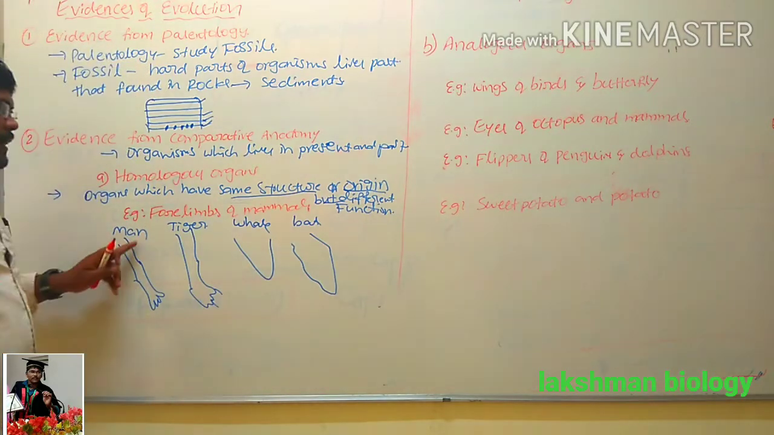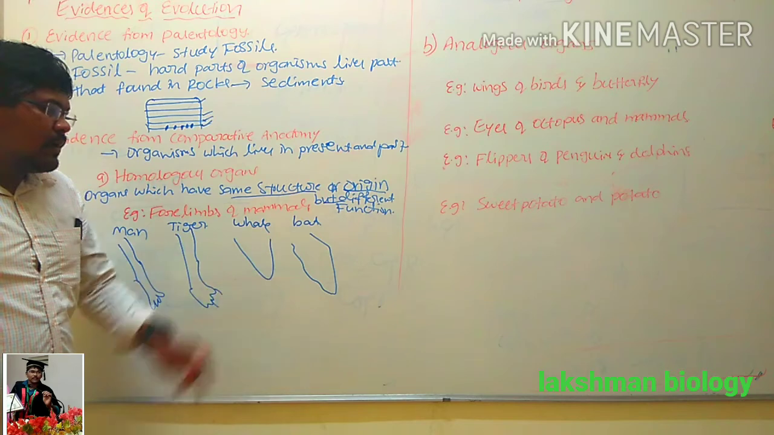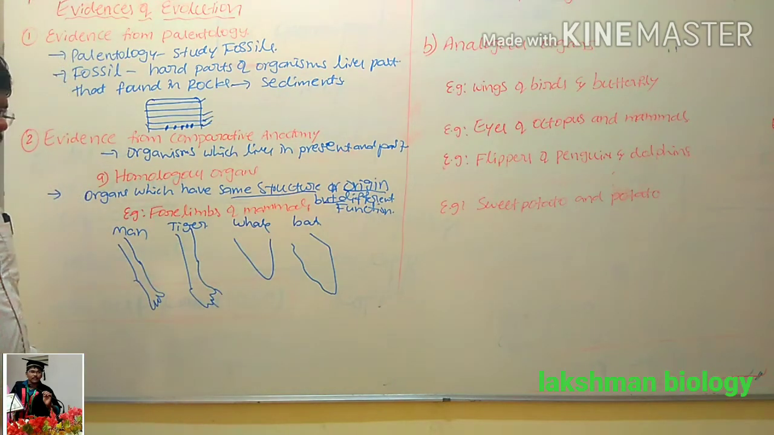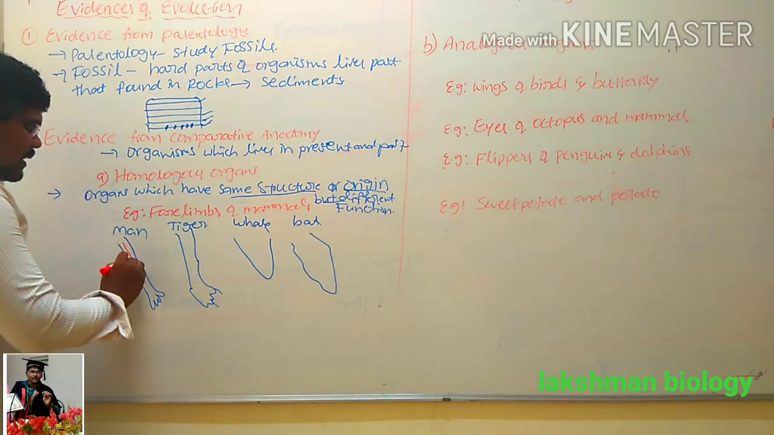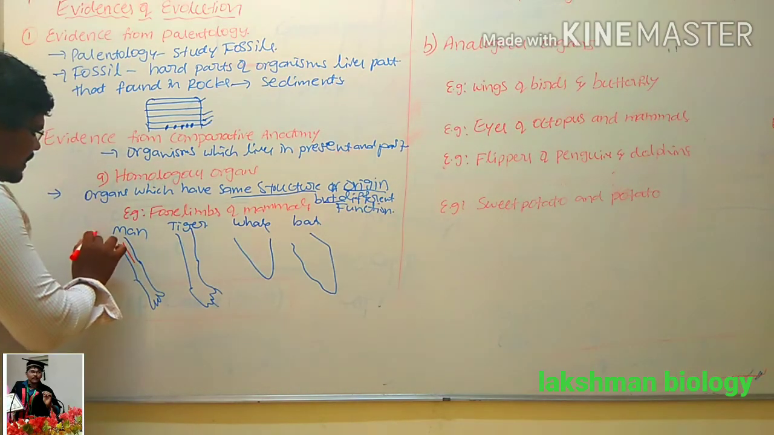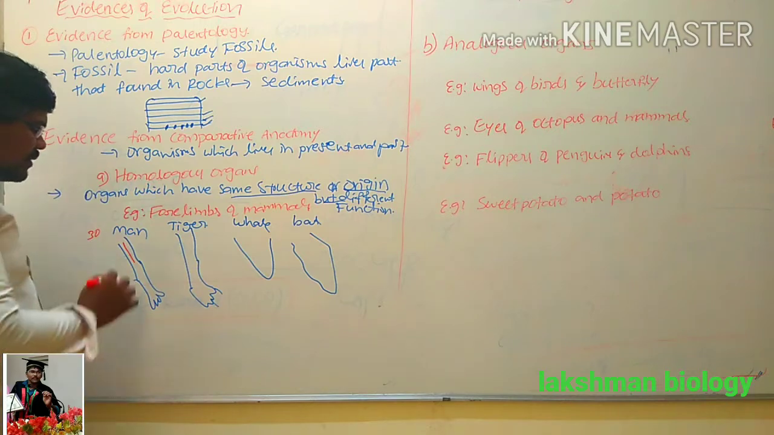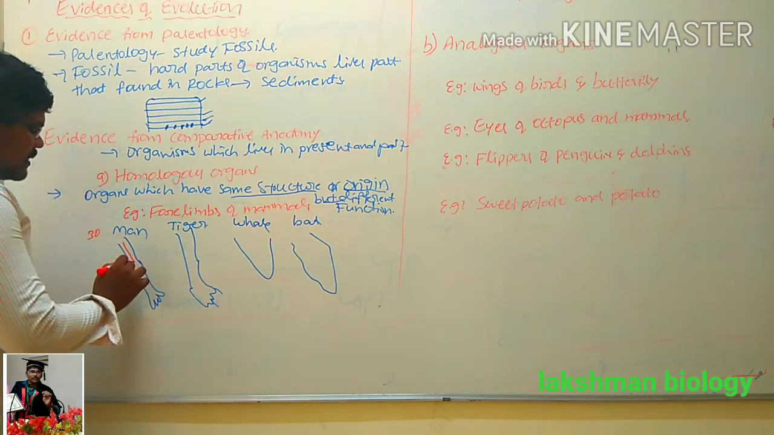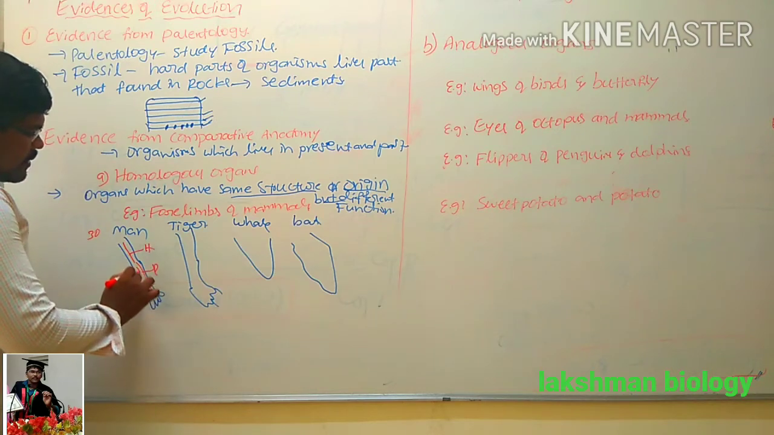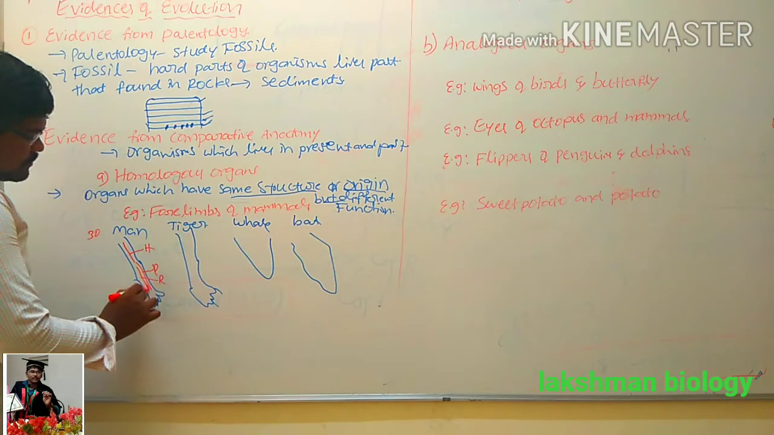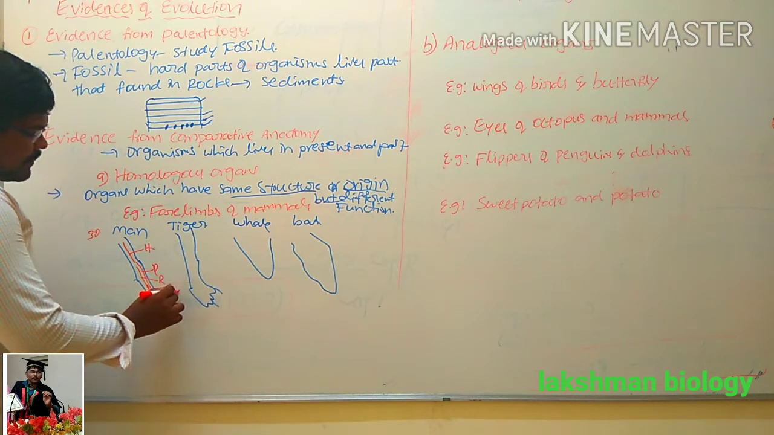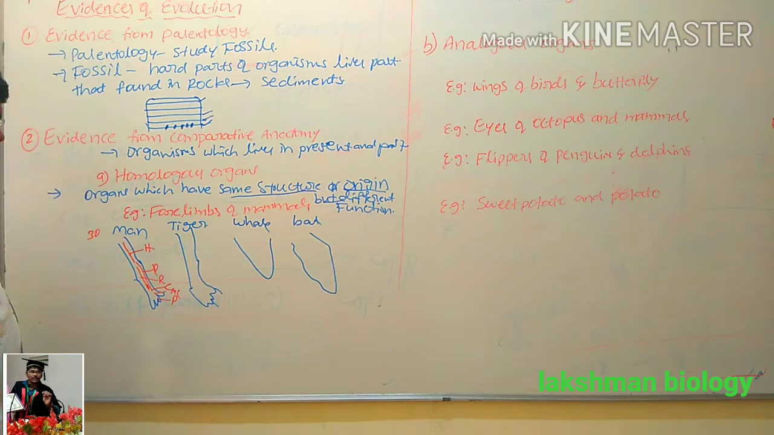If you see the forelegs of man, tiger, blue whale and bat, all contain the same structure. Same structure means same bones, same number of bones and same type of bones are present in all organisms. The total number of bones present in the forelegs of all mammals is 30 only. The different types of bones present in the foreleg of each mammal are humerus, radius, ulna, carpals, metacarpals, phalanges. This is the bone pattern present in the foreleg of a man.